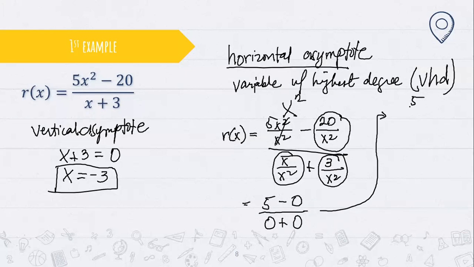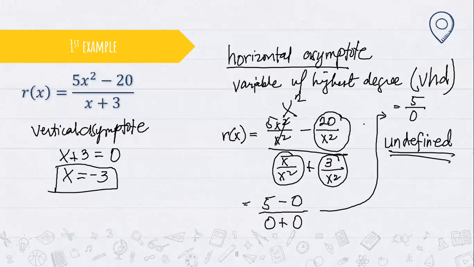Anyway, ano yung natira? So we have 5 over 0. So ano yung 5 over 0, class? Undefined, sir. Any number divided by 0 is undefined. Okay? So, ano ibig sabihin, sir, pag undefined yung ating horizontal asymptote?